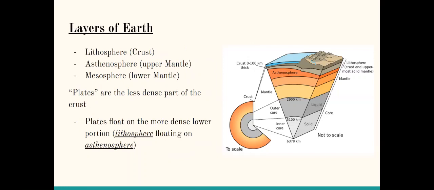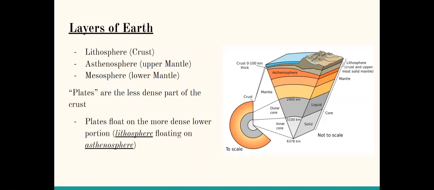To figure this out, what we're going to do is we're going to look at the layers of the Earth. Now, the layers of the Earth are as follows. We first have what we are standing on right now, which is the lithosphere, or as it's more commonly known, the crust. This is the land, the sea, everything that is on top of the outer layer of the Earth.